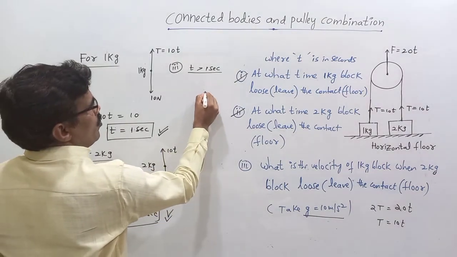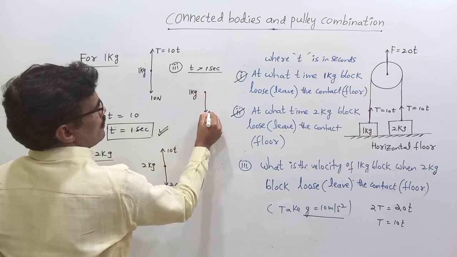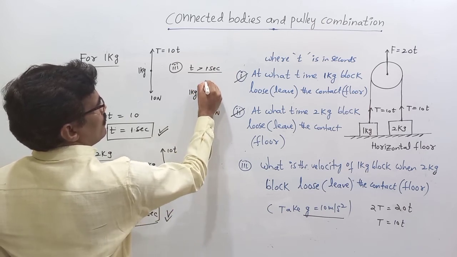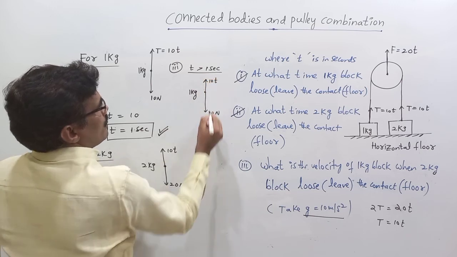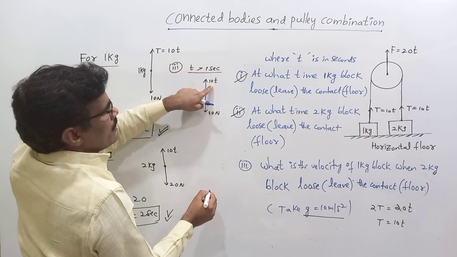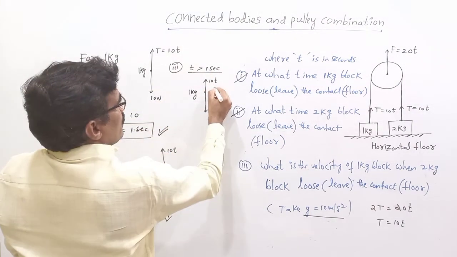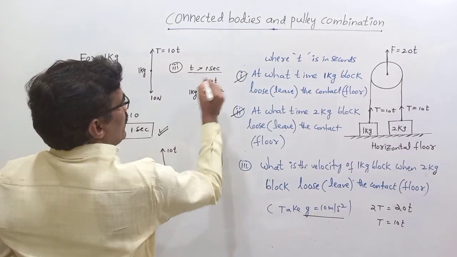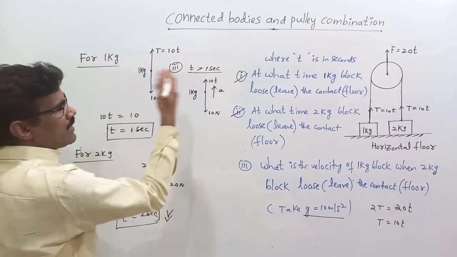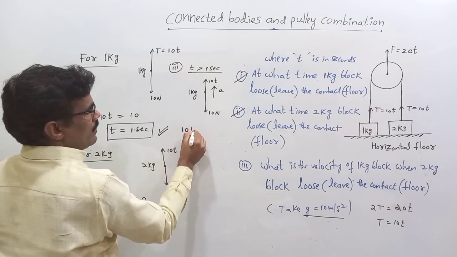That means the free body diagram for the 1 kg block: 10 Newton down, 10t up. Here t is greater than 1 second, so 10t is greater than 10 Newton. That's why the net force is in the upward direction. Then what is the acceleration of the 1 kg block? Net force is equal to m a.